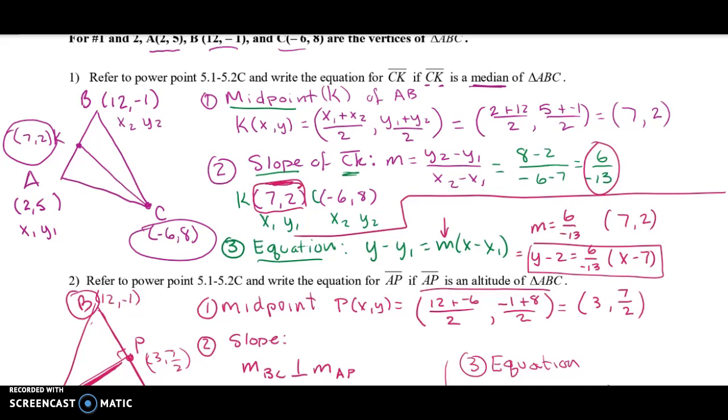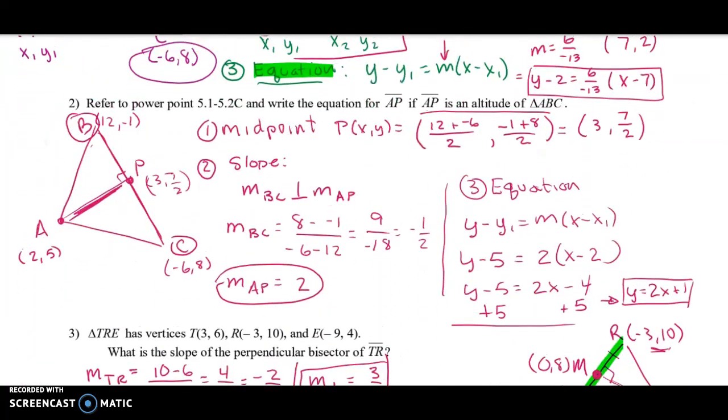So just to recap what we did, we found the midpoint, we found the slope, and we found the equation. Okay, that's the process here. But first you had to know what a median was. You had to know that it splits a side. Okay, and then this one, midpoint, slope, and then the equation.